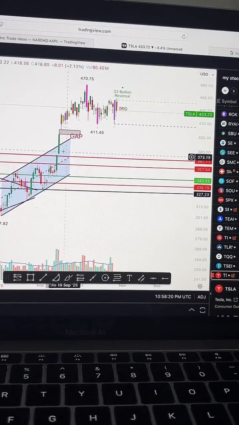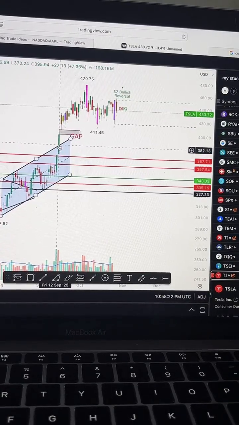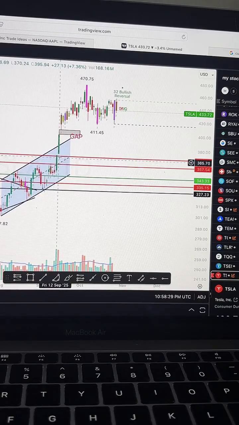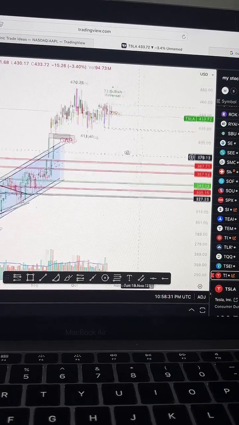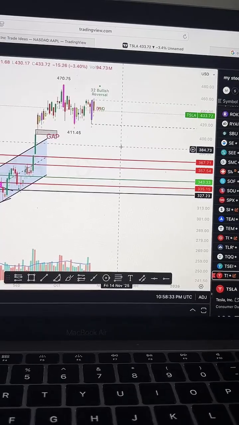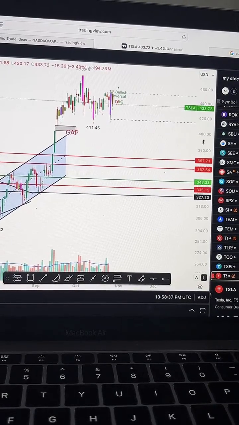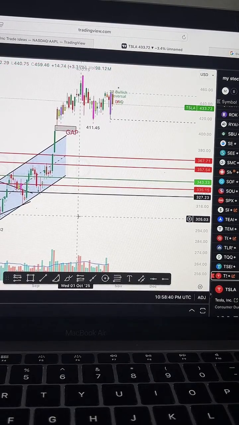You know, there is a fair value gap right here. It could. I mean, I think something 368.